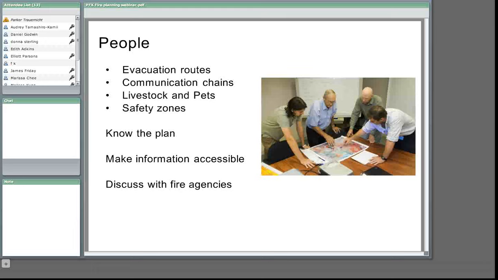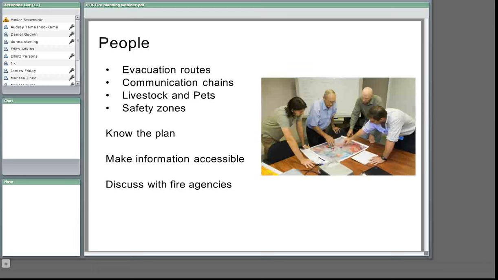Livestock and pets kind of fall into this category as well. So we can talk about making sure there's a plan to evacuate animals if they're on the site, making sure that they're not stuck. And safety zones as well. Do people know where these places are to go where they can be safe? Safety zone establishment gets a little bit technical as far as what constitutes a safety zone. If you're interested in determining what can serve as a safety zone on your landscape, I encourage you to contact me or your local fire department to discuss that.